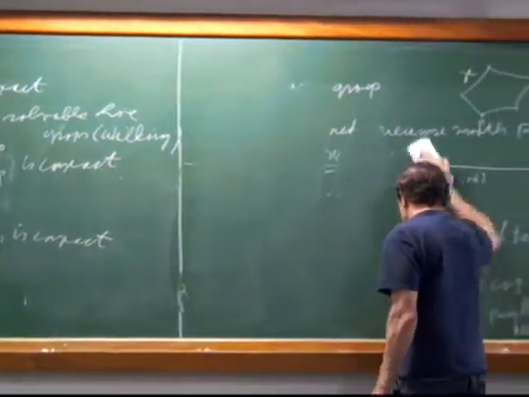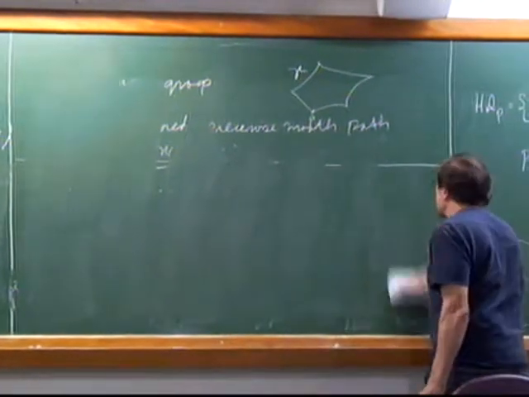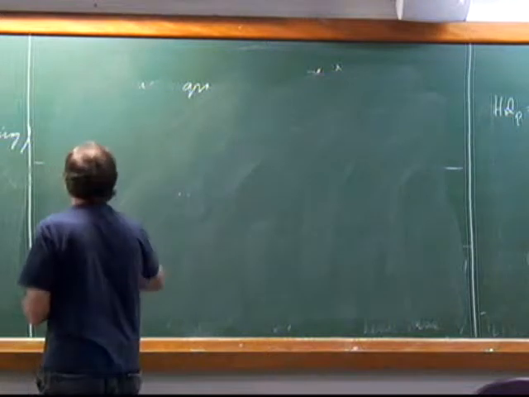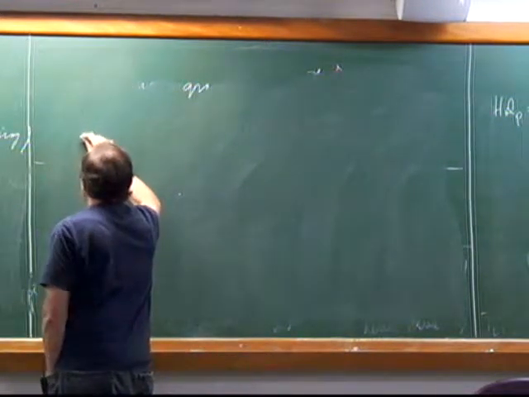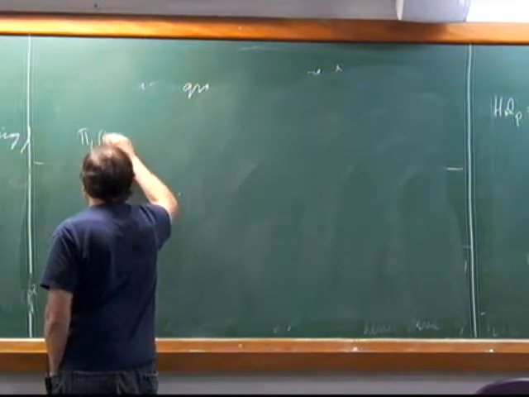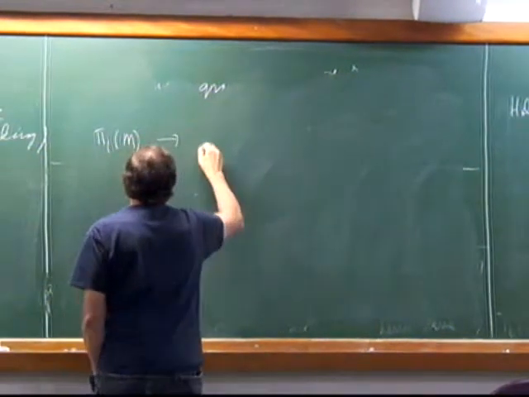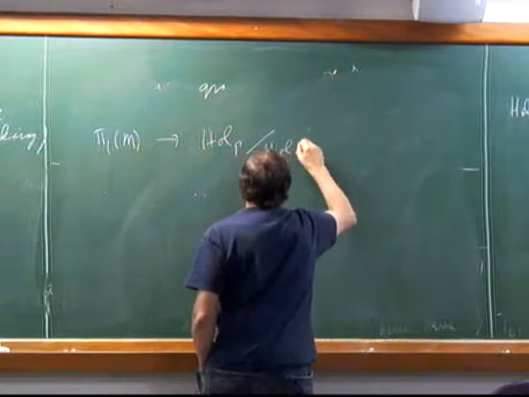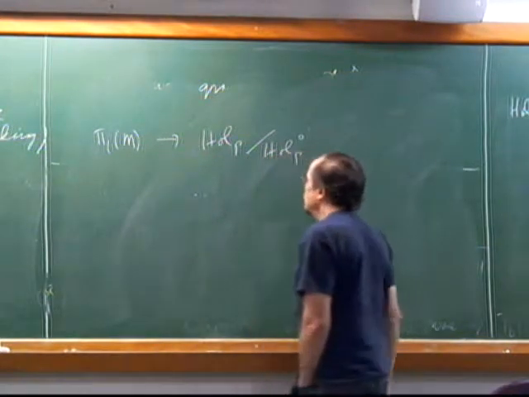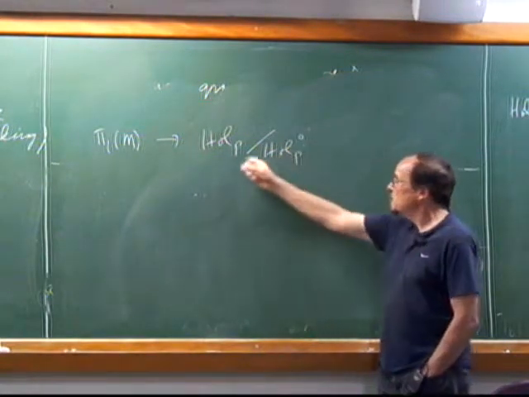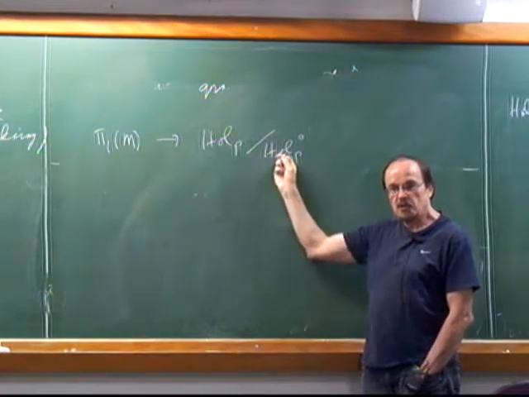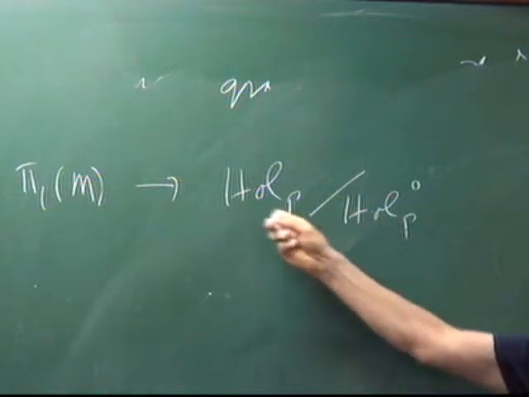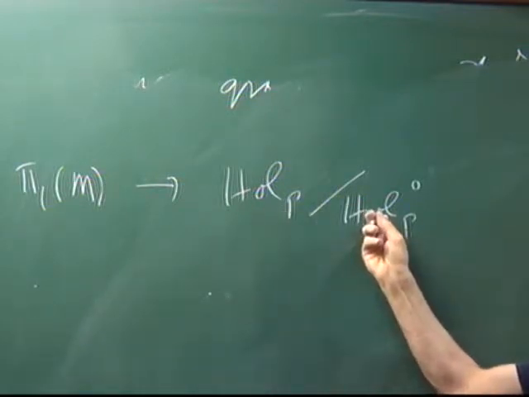Yes, indeed, that is easy because there's a nice homomorphism. I can go from pi1 of M into Hol_P divided by Hol_P^0. So this here is the identity component, so it's a normal subgroup. I take a quotient. It's like the group of components, if you want. The question is, how big is this finite group, this discrete group?